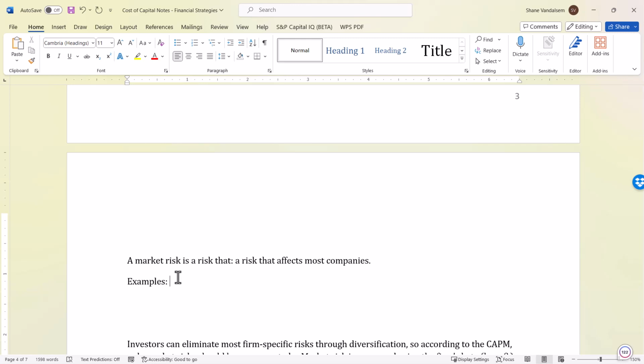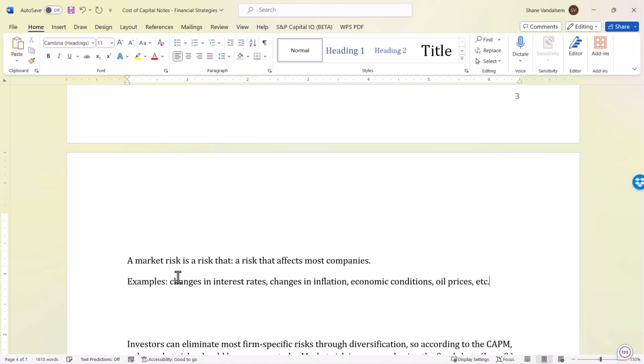These are risks that affect most companies. Things like changes in interest rates, changes in inflation, the economy in general, oil prices, and things like that.